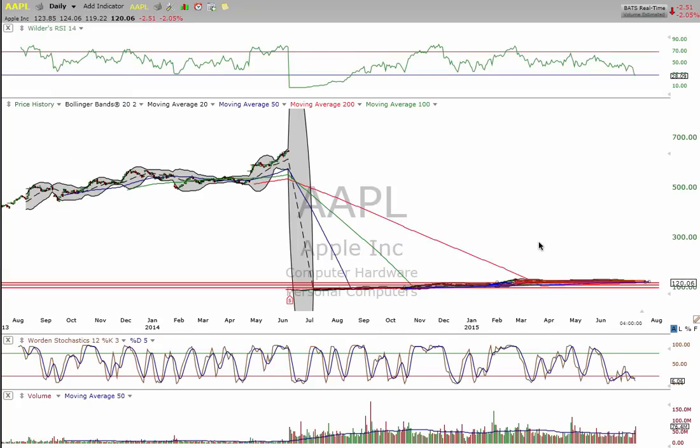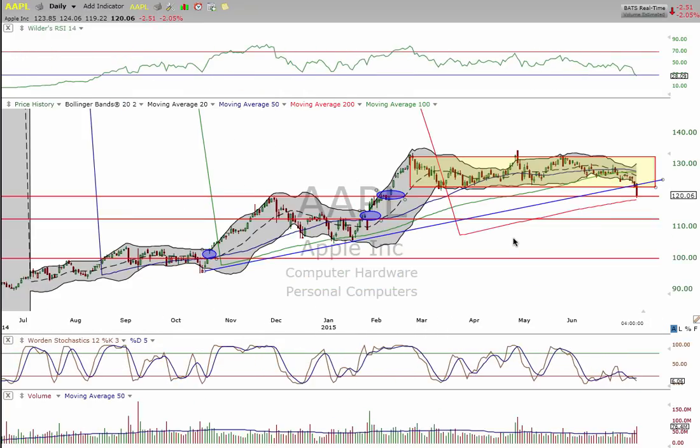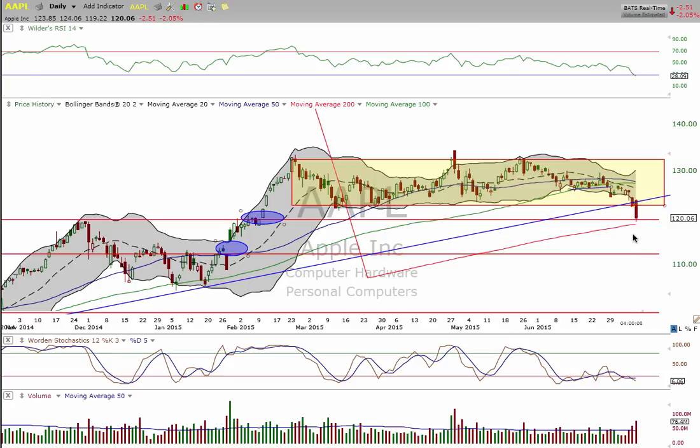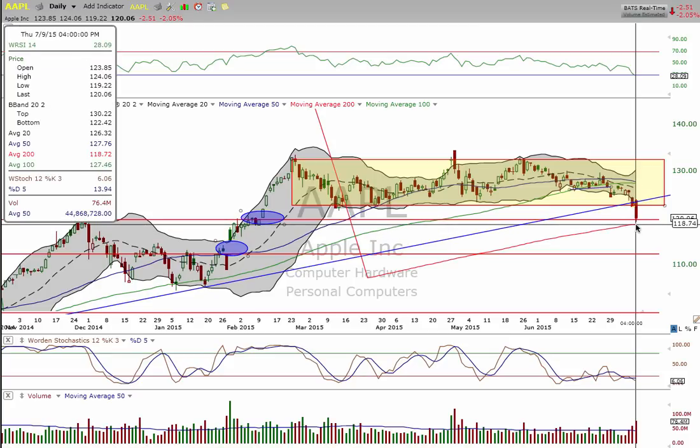So you can see here that, let me zip this out. I keep the splits on the chart. It's very important for me, so I have to zoom out. You can see your 200s right here, and it's sitting right about 118.74.